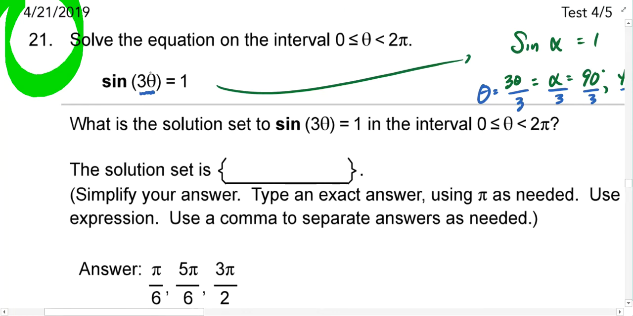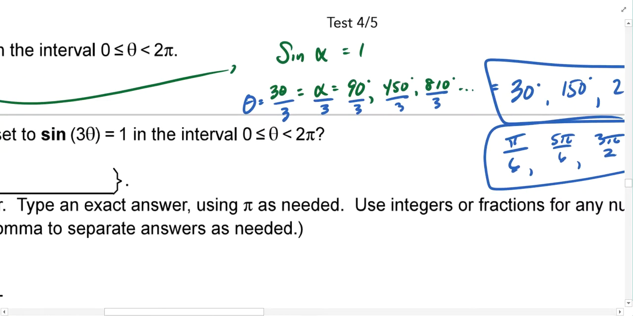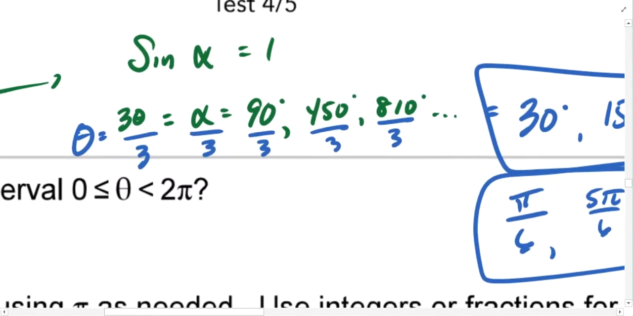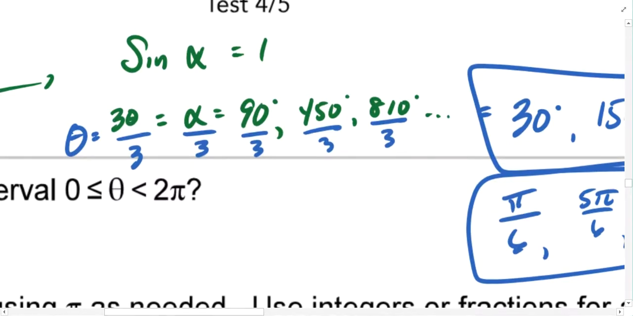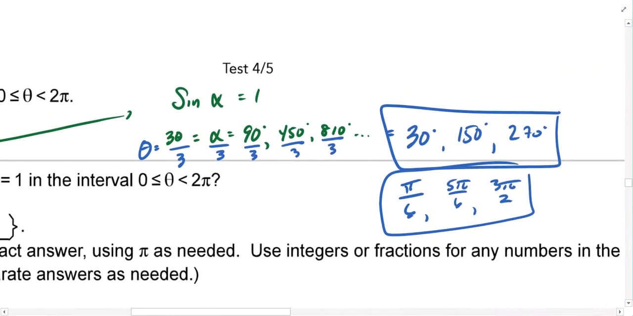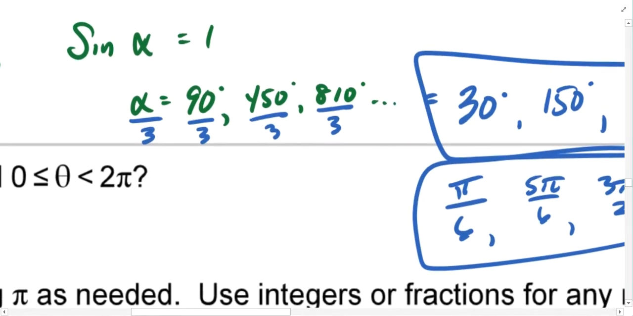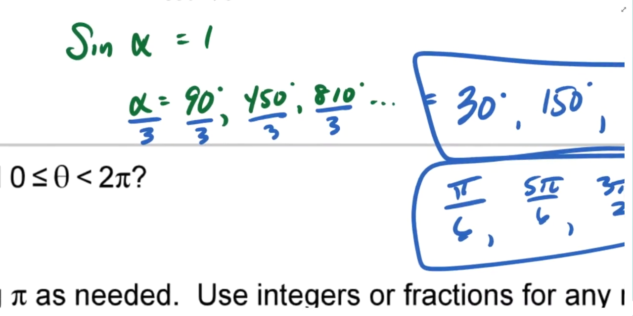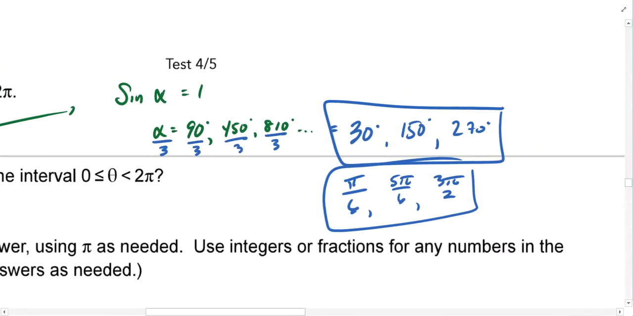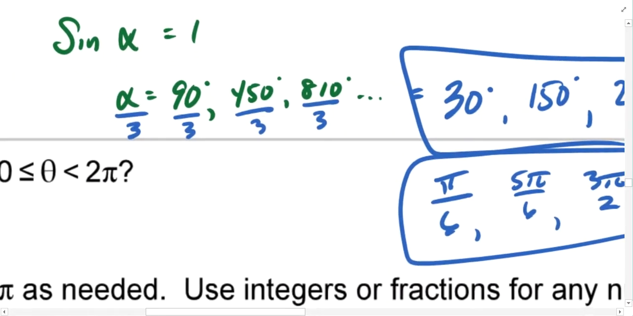If we were to replace 3 theta with a single angle measure, alpha, then the question becomes, in my green ink here, when does sine of alpha equal 1? Alpha would have to be 90 degrees. Or if we take another trip around the unit circle, plus 360, then we'd have 450 degrees and then 810 degrees and so on.